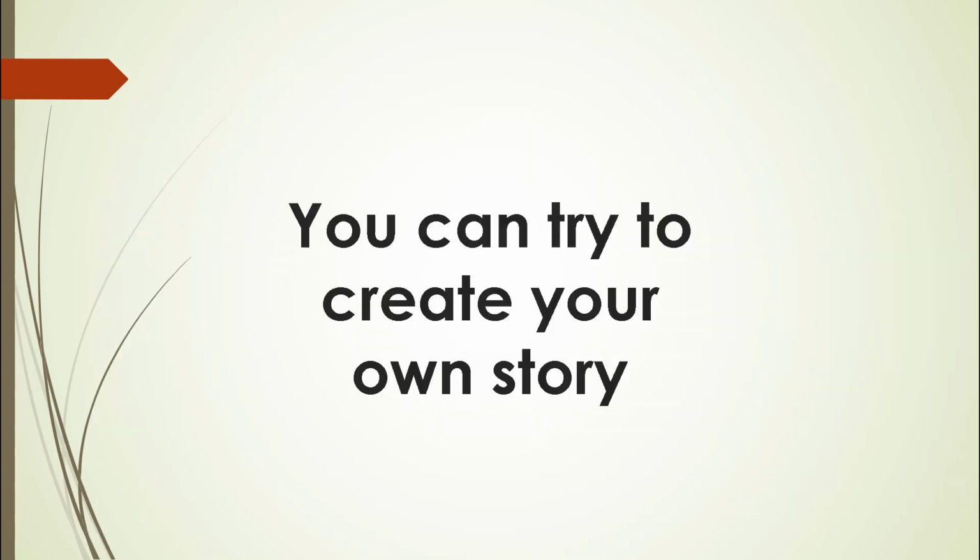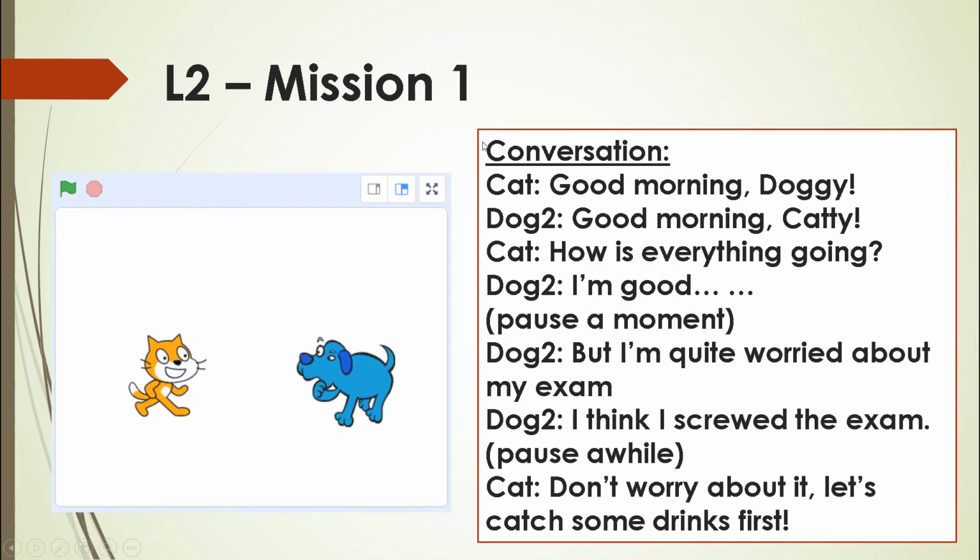Okay, so you can try to create your own story. I can give you a mission like this. You can do a conversation like this. The cat will say good morning doggy, then the dog will respond with this, and cat, dog. Pause for a moment means you need to add a wait for a second, so it looks like the dog is thinking about something. And this one is a conversation for your own story. You can make a little adjustment, but this one is just a mission for you to do.